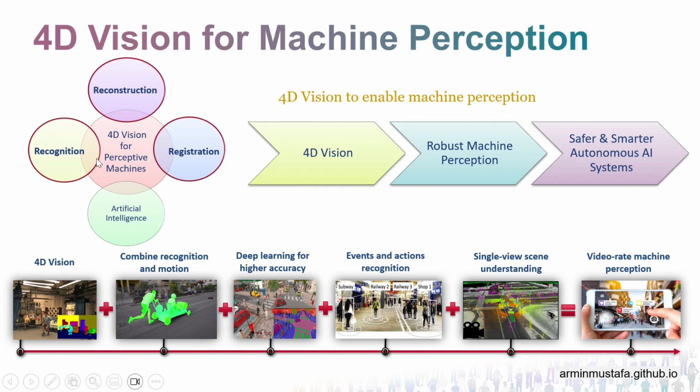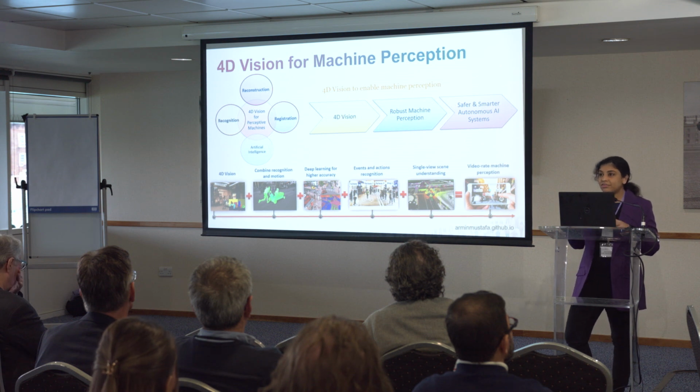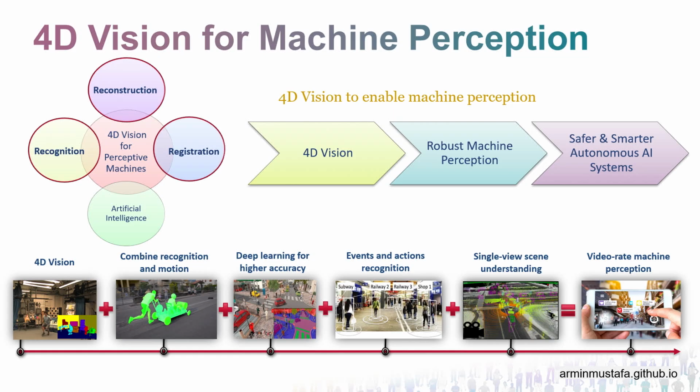So the diagram on the right-hand side shows that 4D vision combines three different areas of AI and of computer vision. That includes recognition, reconstruction, and registration. We started with 4D vision, then we combined motion information and segmentation information with 4D vision. Then we exploited AI to improve the performance of those techniques. Then we detected actions and events. And all this was done from multiple view videos.